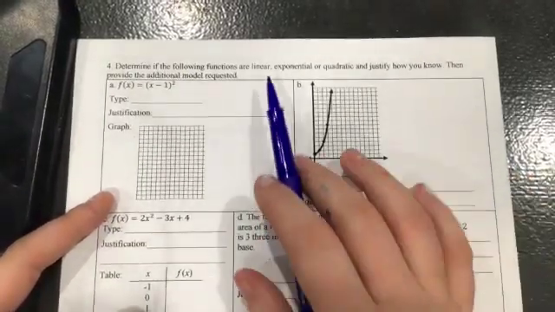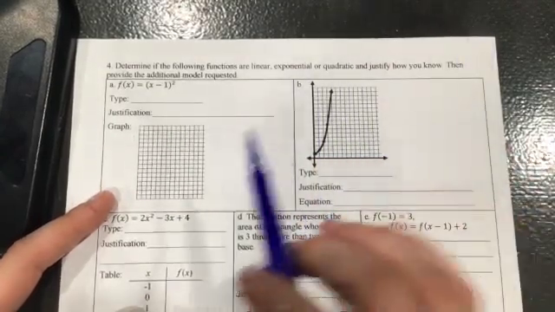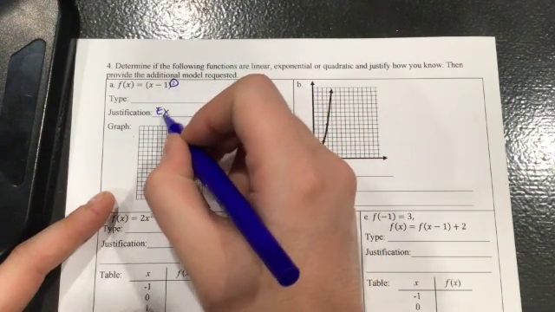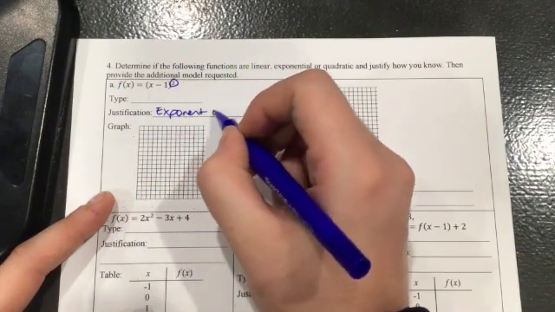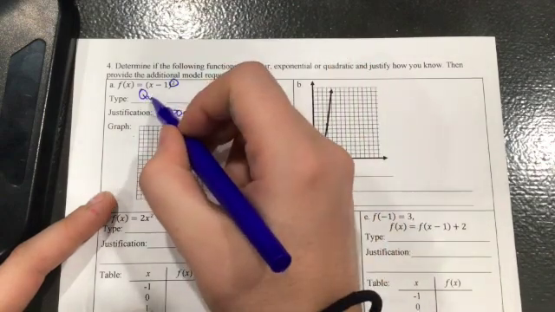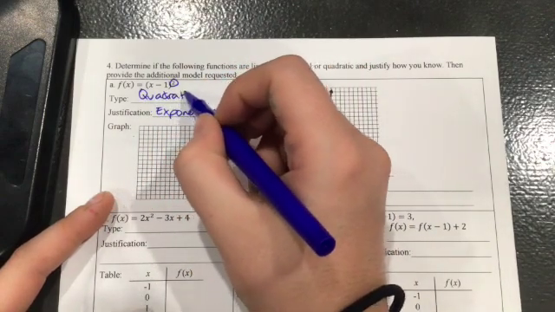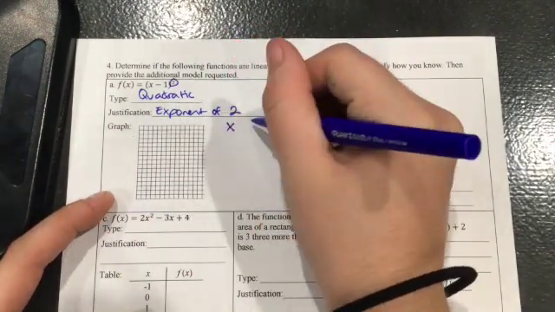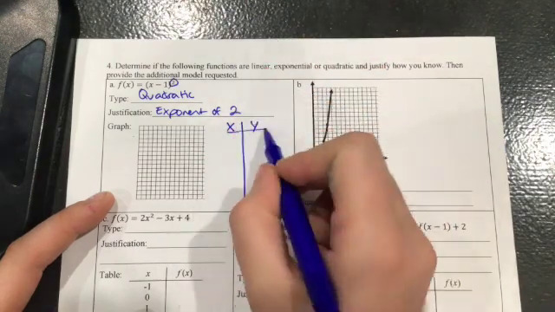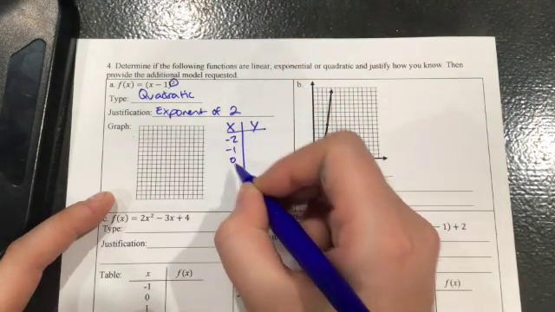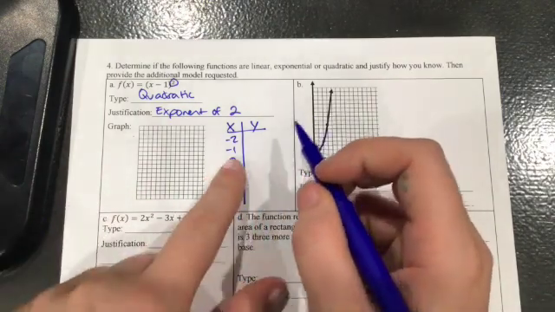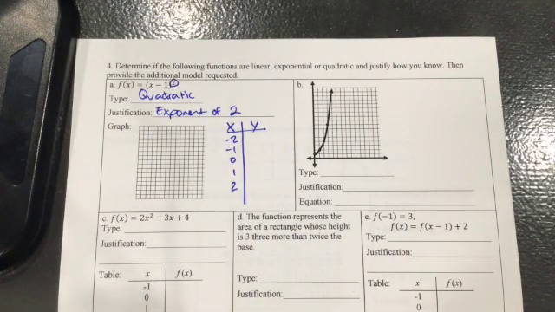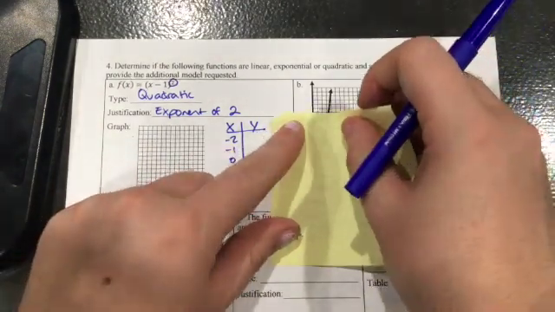Determine if the following functions are linear, exponential, quadratic, and justify how you know. Okay, so if we ever see an exponent of 2, that tells you it is going to be quadratic. And they want us to graph it. Let's build a table. I'm going to plug these values into my equation and see what it spits out for my outputs. So I'm just going to do this real quick.